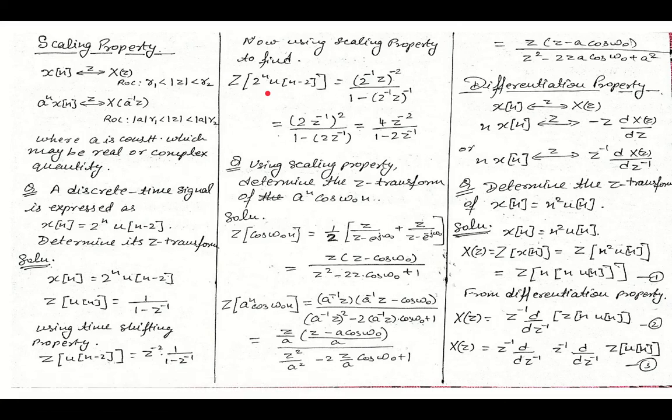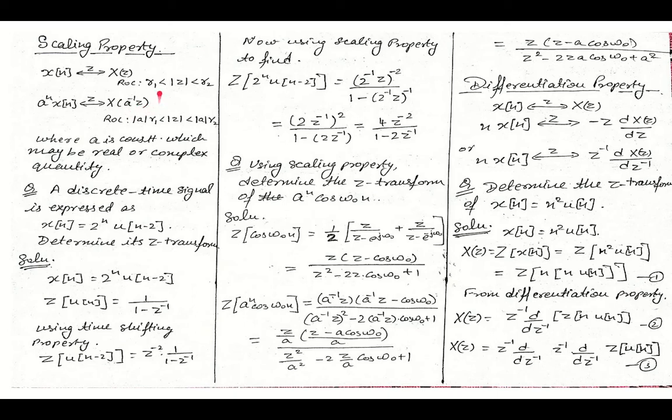In this lecture, we are going to discuss the scaling property, differentiation property, convolution property, and initial and final value theorems of Z transform. So, first looking at the scaling property. Now, if I have any signal x[n] and its Z transform is given as X(z) for the ROC R1 < |z| < R2, and a^n x[n], this is the scaling factor a^n multiplied with x[n], then its Z transform is given to us as X(a^-1 z).